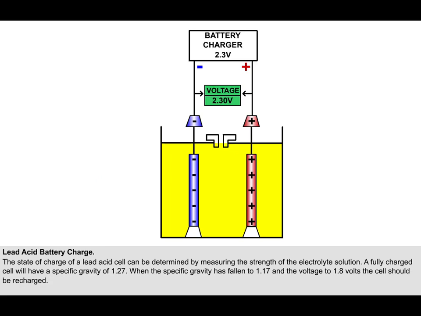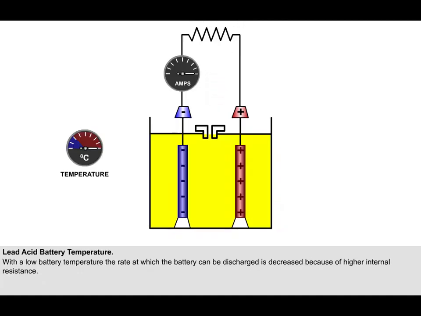When charging a lead-acid battery, it is important that the rate of charge is controlled. Charging too quickly can cause gassing and evaporation to occur, which may lead to a total loss of the acid, causing damage to the plates. The performance of a lead-acid battery is affected by its temperature. With a low battery temperature, the rate at which the battery can be discharged is decreased because of higher internal resistance. In general, the battery performs better when it is kept warm.